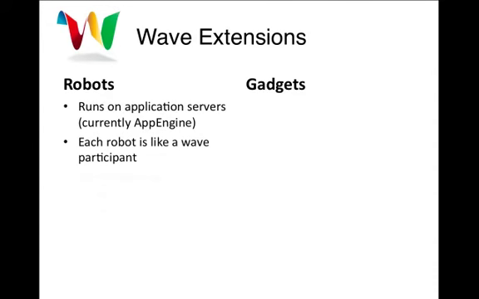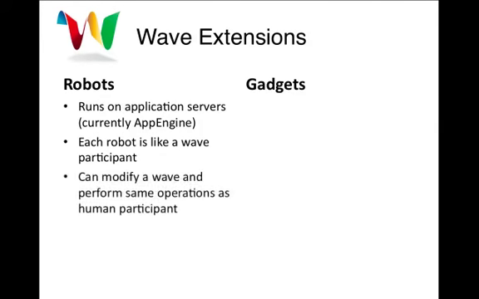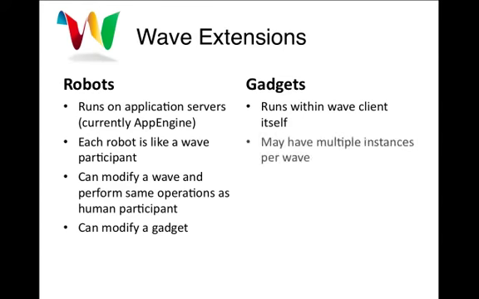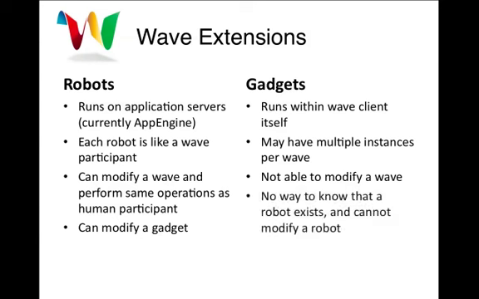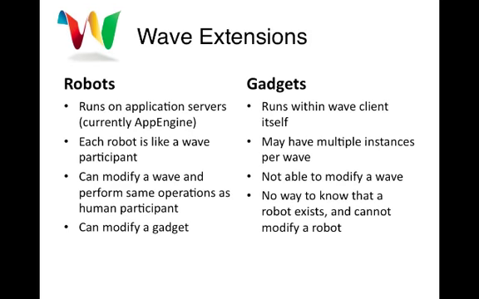And each robot is like a Wave participant that can modify a Wave and perform the same operations as human participants, like add wavelets. Robots can also modify a gadget. Gadgets, on the other hand, provide a shared program that runs within the Wave, where everyone has access. It runs within the Wave client itself, and may have multiple instances per Wave. It cannot modify a Wave though, and unlike robots, it doesn't have a way to know that a robot exists. Thus, it cannot modify one either. In a Wave, you can use both gadgets and robots at the same time.